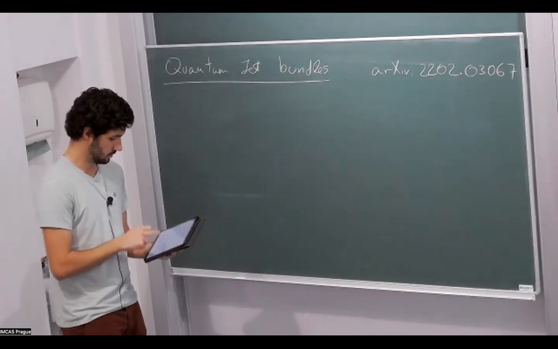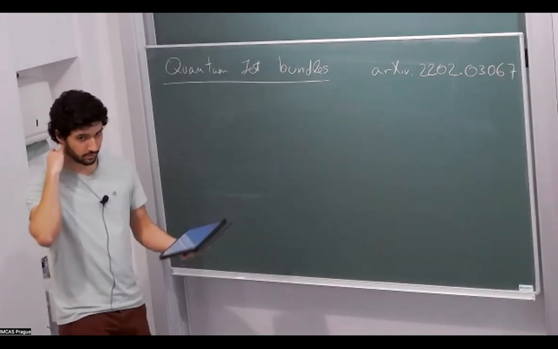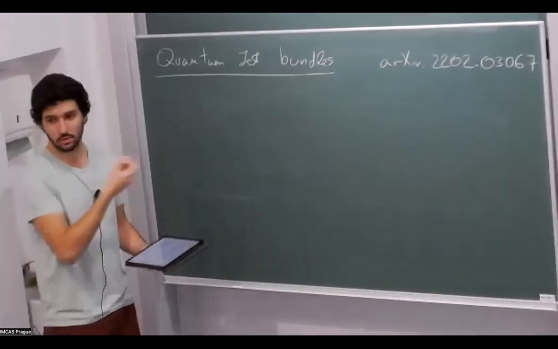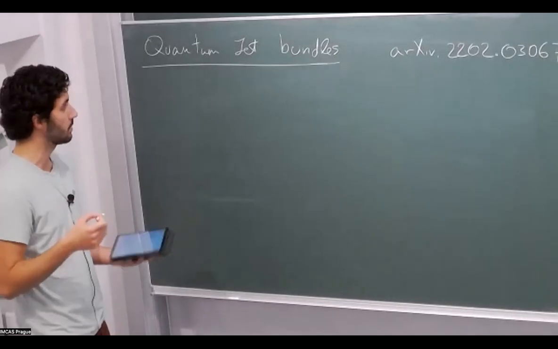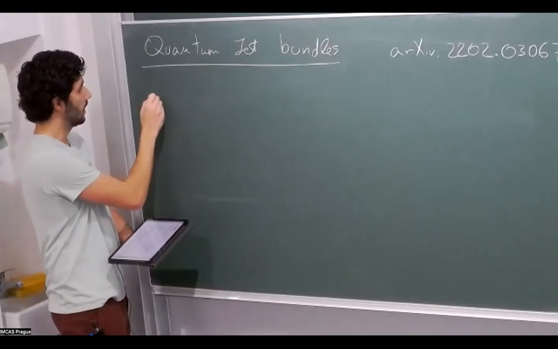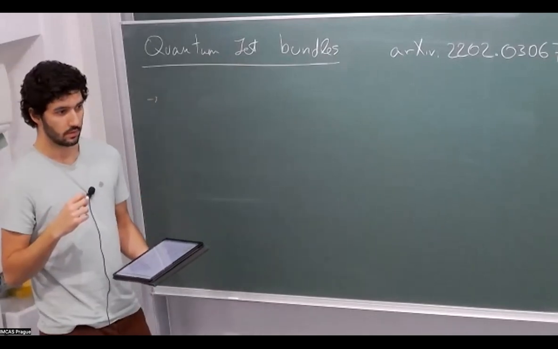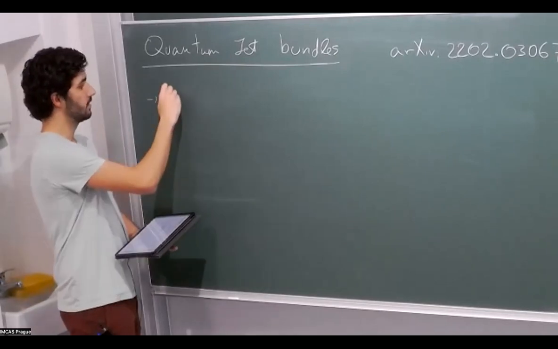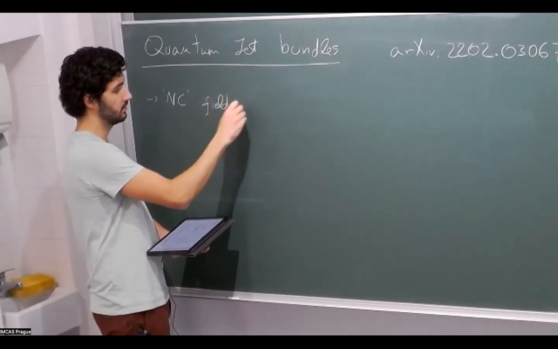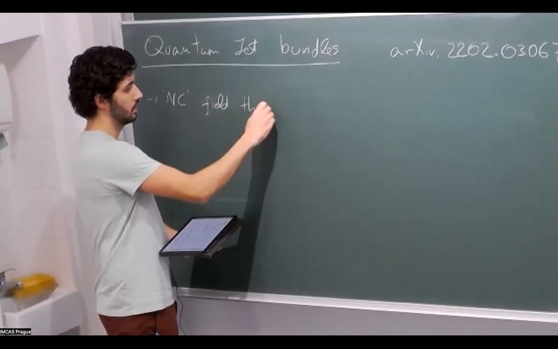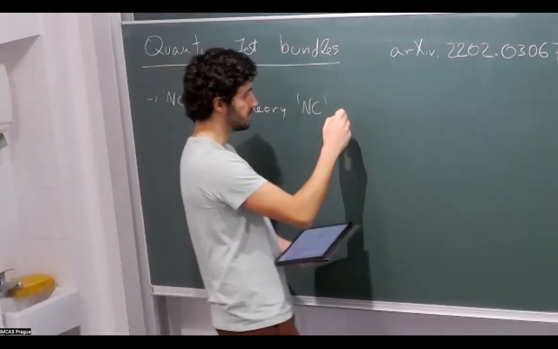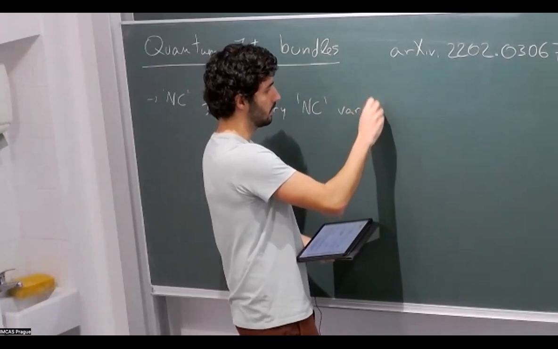So the long-term goal of our project, the motivation for looking at quantum jet bundles, comes from physics. Our hope is that these structures, which I'll talk about a bit later, allow us to define some sort of non-commutative field theory via a sort of non-commutative variational bicomplex. So what is this variational bicomplex?